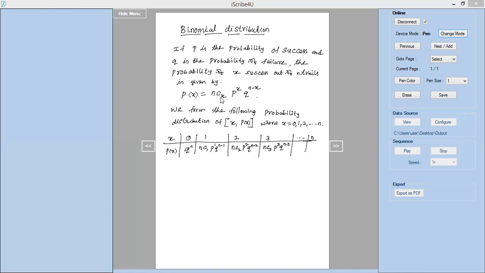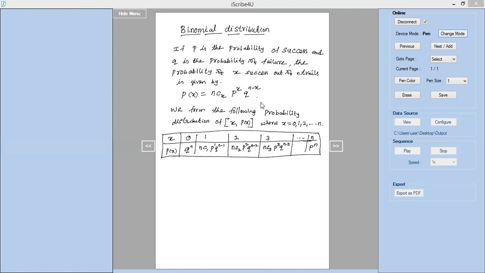nCn should be 1. P power n, and Q power n minus n is Q power 0, which is 1. So the last one should be P power n. This is X and this is P of X. So in this way, we will calculate each one.